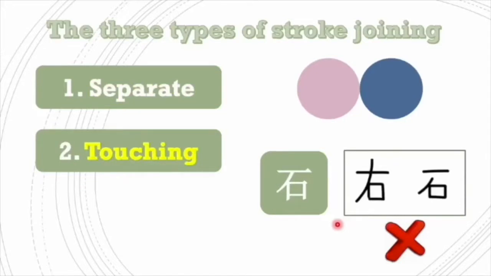The second type is touching, like the two circles here. They are not separate but not interlinked either. Let's look at the character here. This stroke and this stroke should be touching.